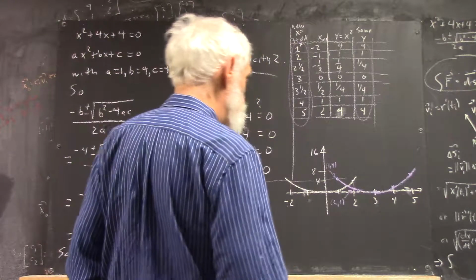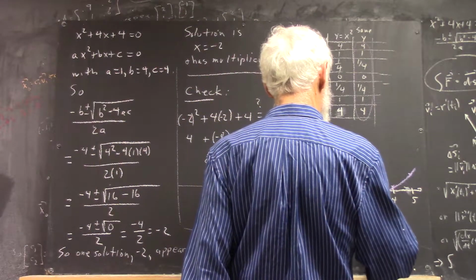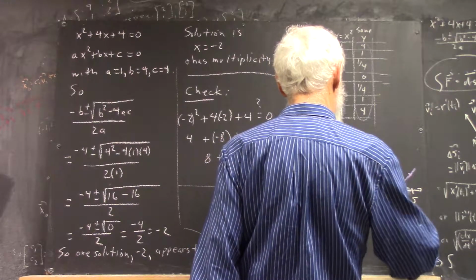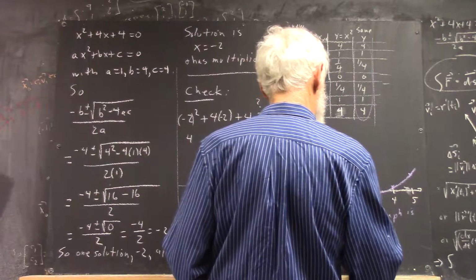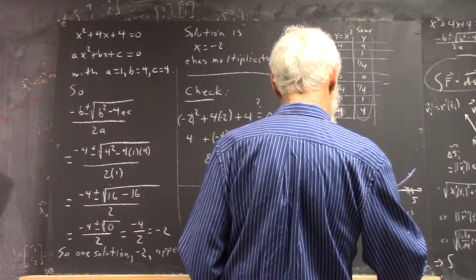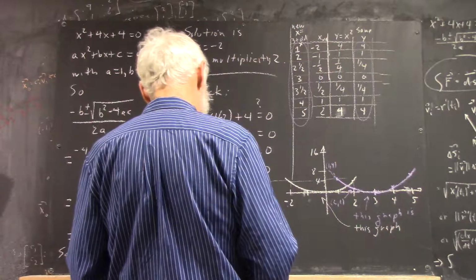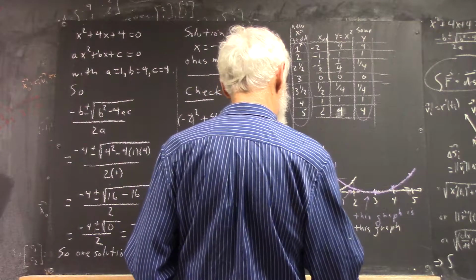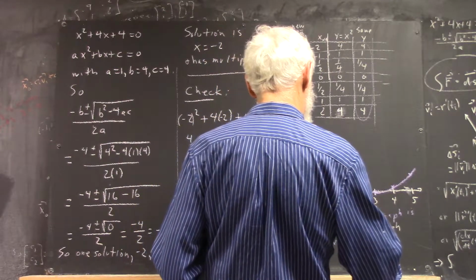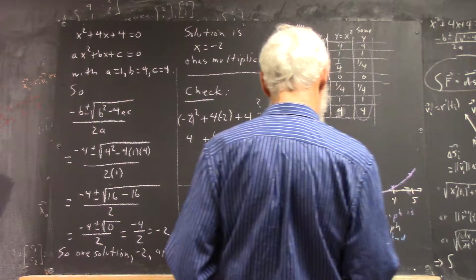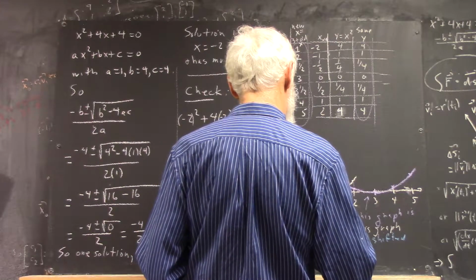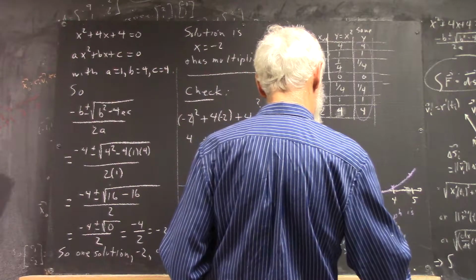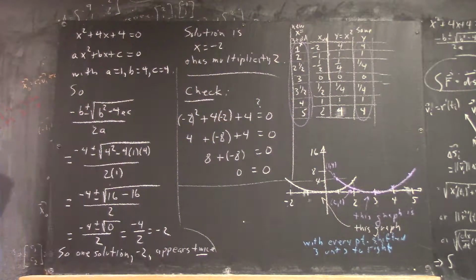Okay? So, this graph is just this graph, with every point shifted three units to the right. That makes sense? Okay.